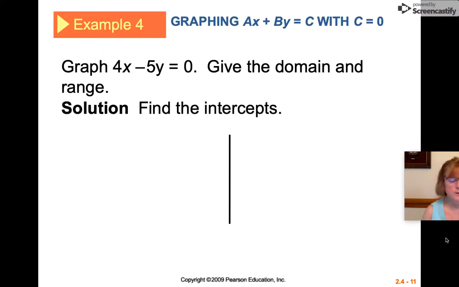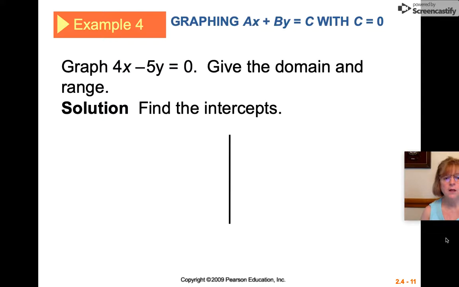Here is an example of where we want to graph the line 4x minus 5y equals 0, and we'll be given the domain and the range. This line is what's called in standard form versus slope-intercept form, for example, y equals mx plus b. So you could solve this for y, and I imagine that quite a few of you would prefer to do that. But there is another way to do that, and that's by finding intercepts.